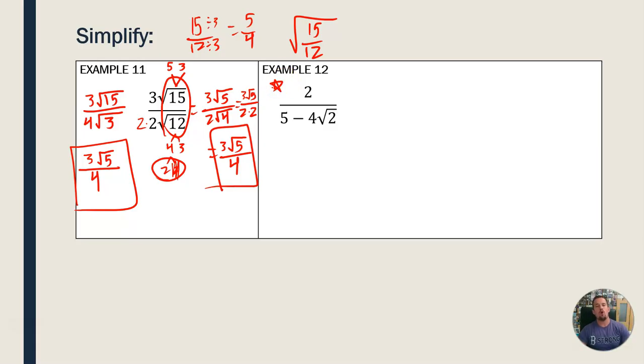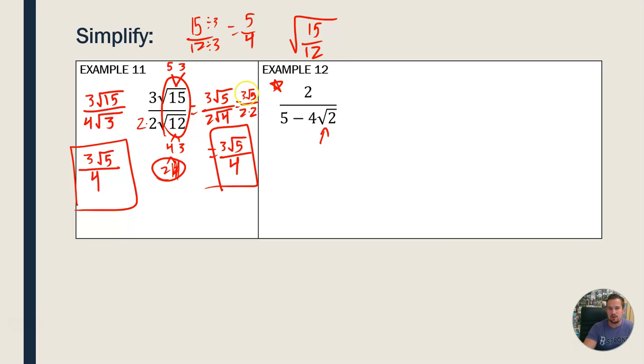This says 2 over 5 minus 4 square root of 2. So this is potentially already simplified, but something that shows up on the ACT often, or something that mathematicians like to do, is something called rationalizing the denominator. So you'll notice in the denominator, I have a square root here. Mathematicians don't like that. They don't like irrational expressions in the denominator of a fraction. So I'm going to do something called rationalizing the denominator.